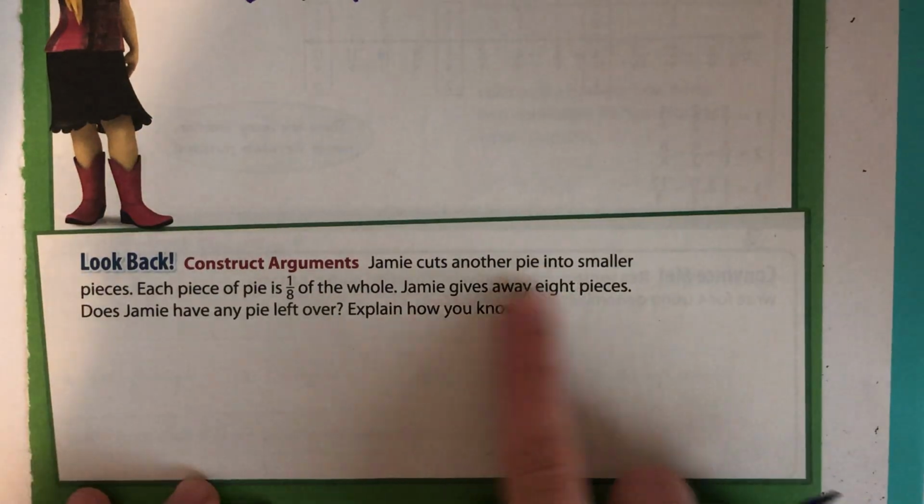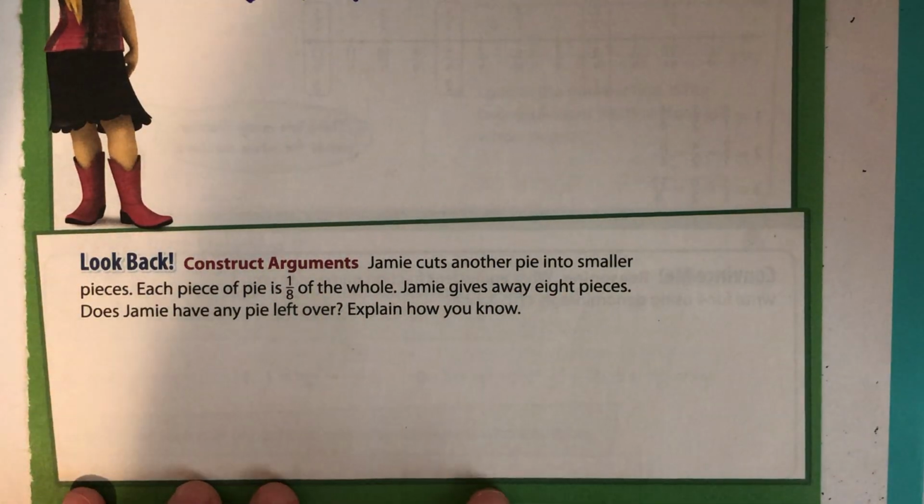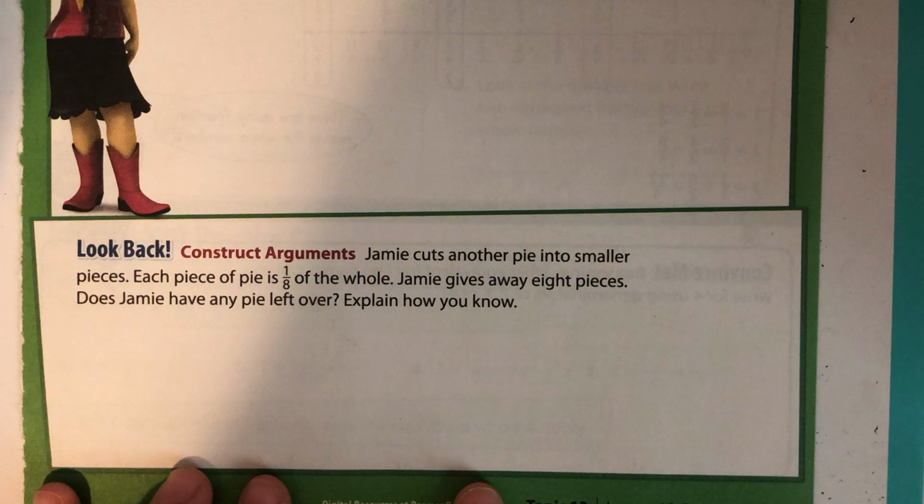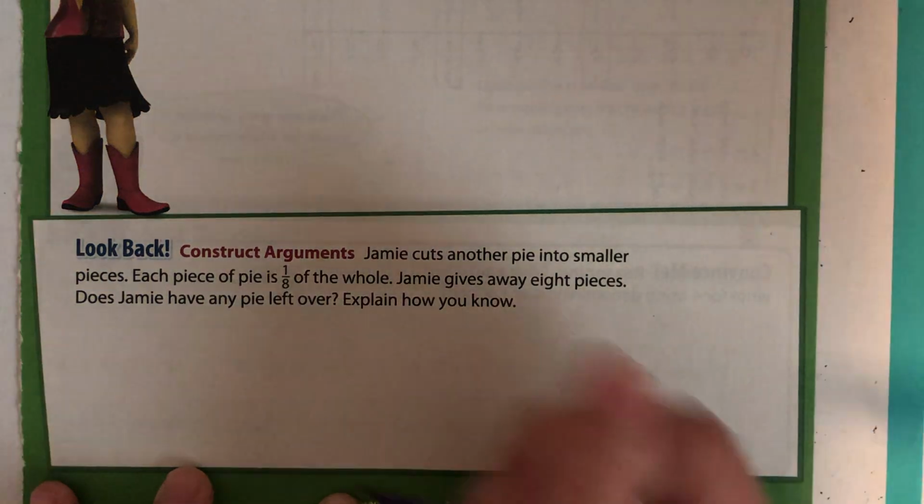Jamie cuts another pie into smaller pieces. Each piece of pie is 1/8 of the whole. Jamie gives away 8 pieces. Does Jamie have any pie left over? And explain how you know.